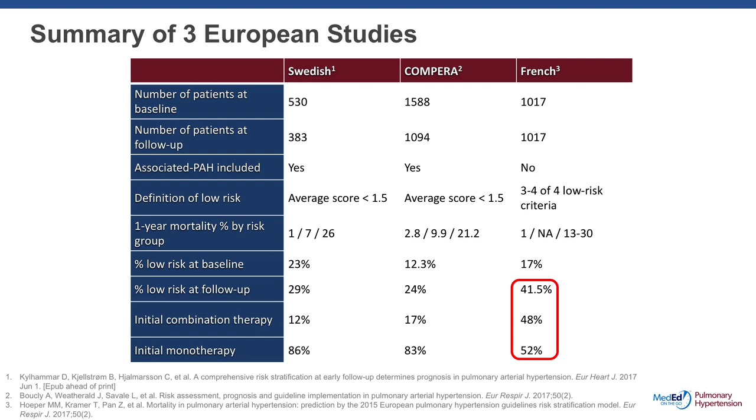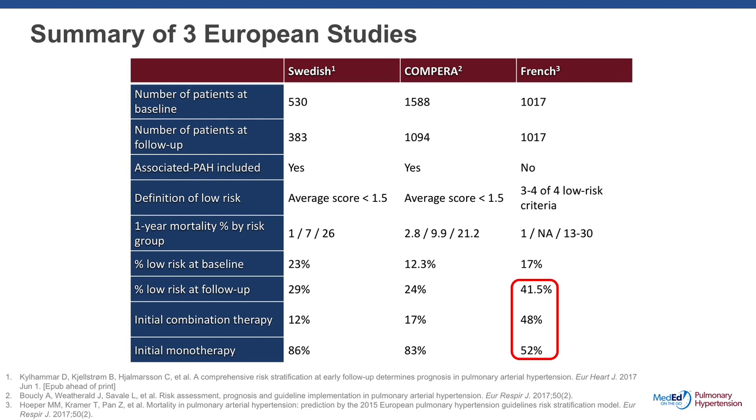The next slide goes through the 1-year mortality by risk group at baseline, and you can see that looking specifically at Swedish and Compara, what the ERS-ESC guidelines estimated for the survival or mortality was really spot on based on this data. So for the low-risk group, they had estimated an ESC ERS of less than 5% at 1 year, and what was the reality in the Swedish and Compara was 1 to 3%. In the intermediate risk, they estimated 5 to 10%, spot on, 7 to 9.9%, and in the high-risk group, it was greater than 10%, and you can see it's 20 to 25% in these different populations.